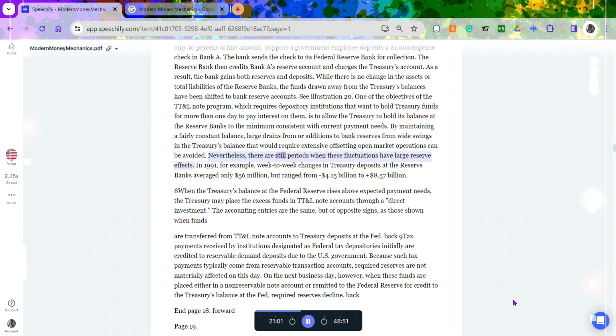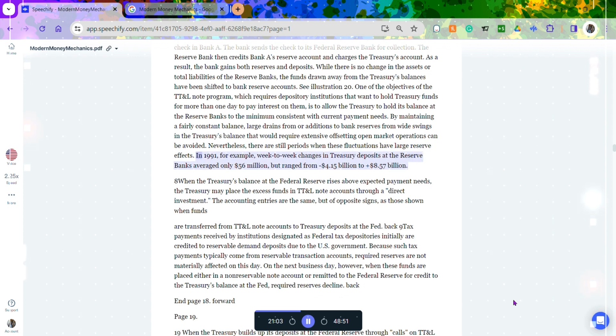Nevertheless, there are still periods when these fluctuations have large reserve effects. In 1991, for example, week-to-week changes in Treasury deposits at the reserve banks averaged only $56 million, but ranged from minus $4.15 billion to plus $8.57 billion.